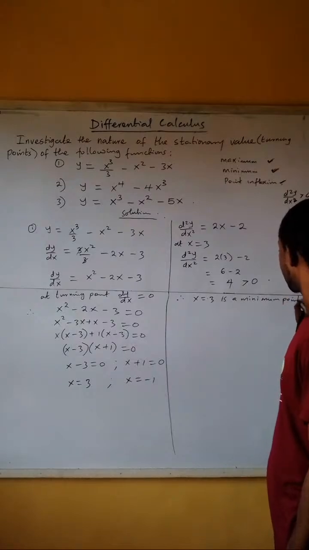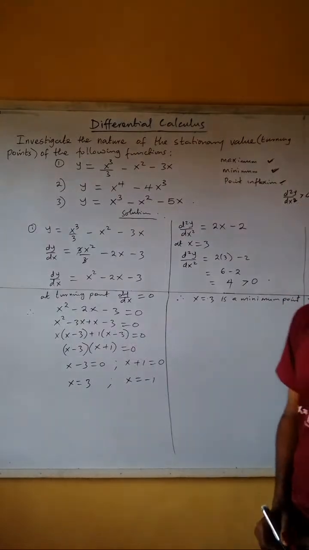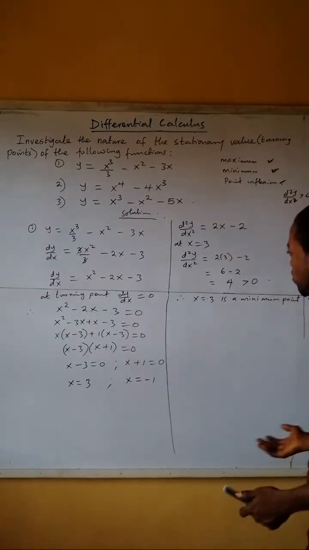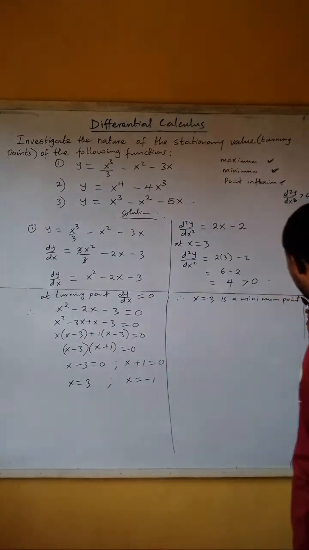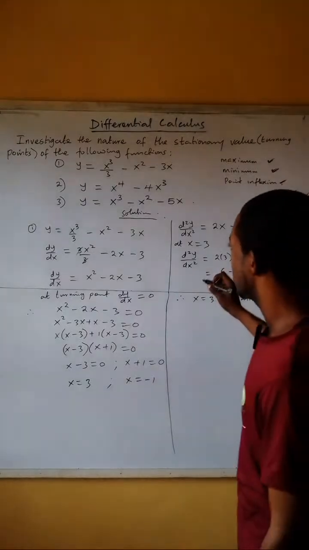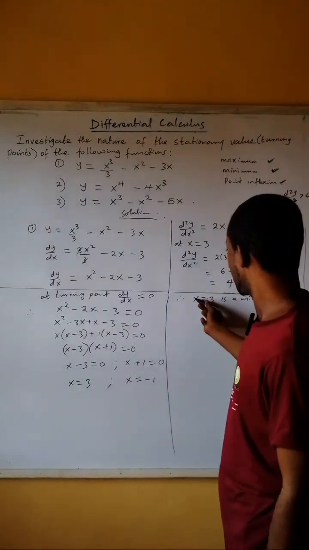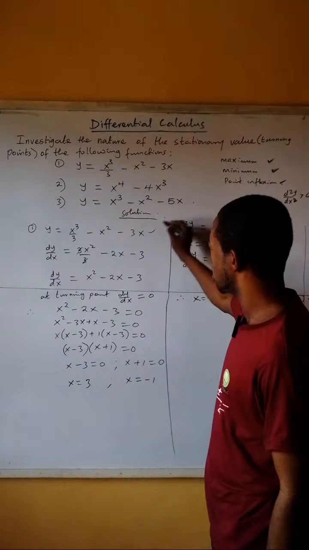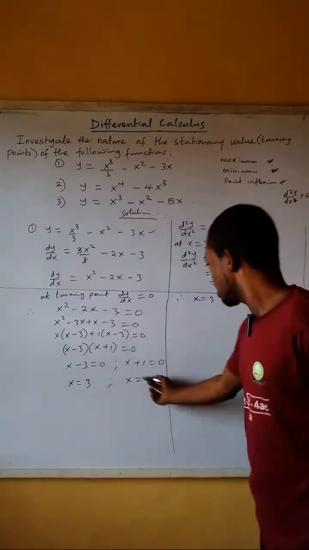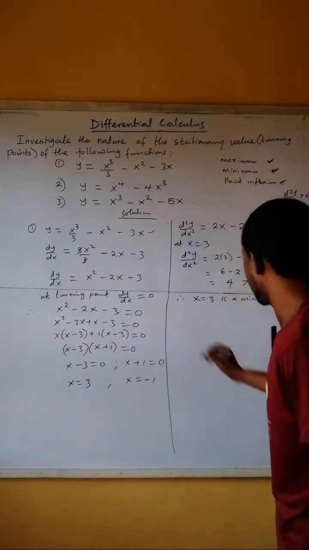Is a minimum point. Then we can use that minimum point to get the minimum value, because there is a difference between minimum point and minimum value. So the minimum value now will be when we substitute the minimum point into the given equation here. So we can substitute there to get the minimum value. Then investigate the second point as well.